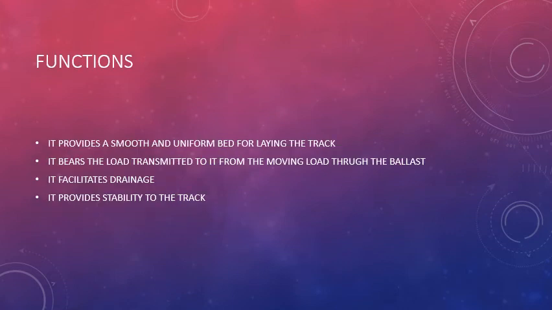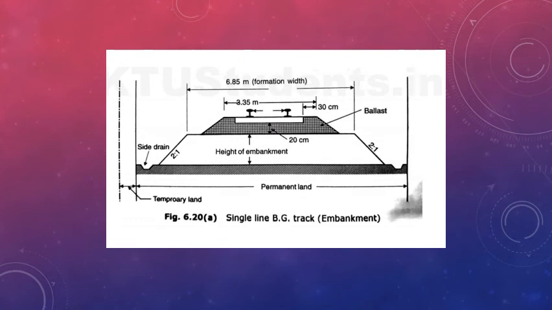And the functions of this formation level: It provides a smooth and uniform bed for laying the track. It bears the loads transmitted to it from the moving load through the ballast. It facilitates drainage and it provides stability to the track. And now we will look at the general types of formation levels provided nowadays.